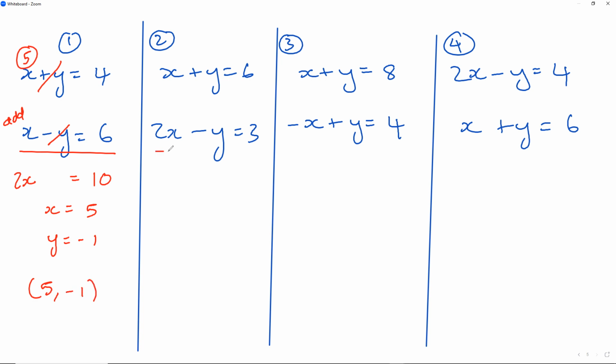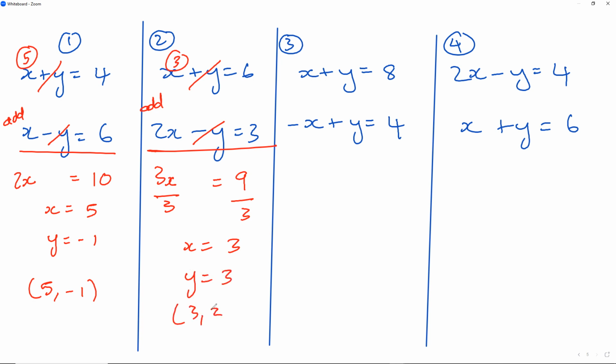For the next one, I'm going to add again, because that will eliminate y. X plus 2x becomes 3x. Y minus y cancels out. 6 plus 3 equals 9. Divide by 3 on both sides will get me x equals 3. And if I substitute 3 back into the original equation, I'll get 3 plus 3 equals 6. So y equals 3 for that one there.